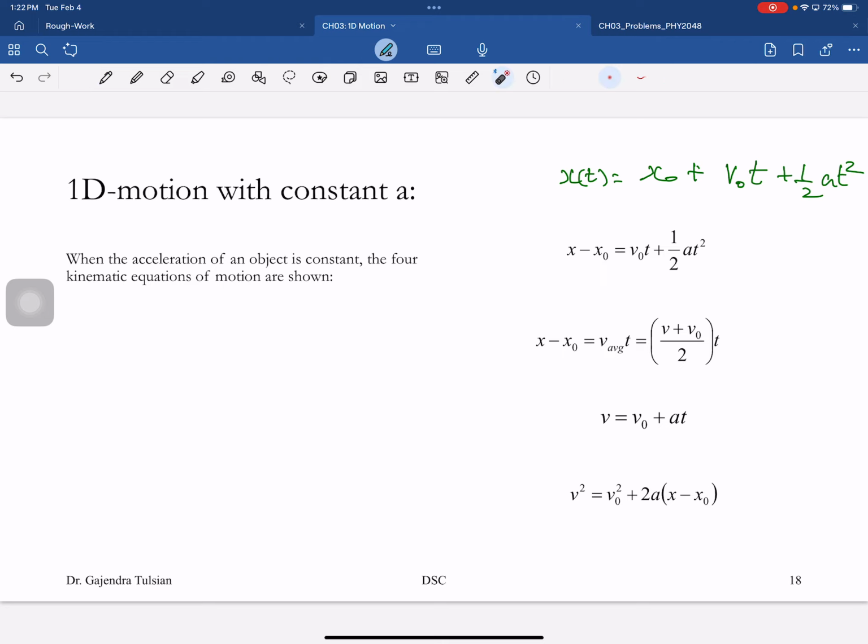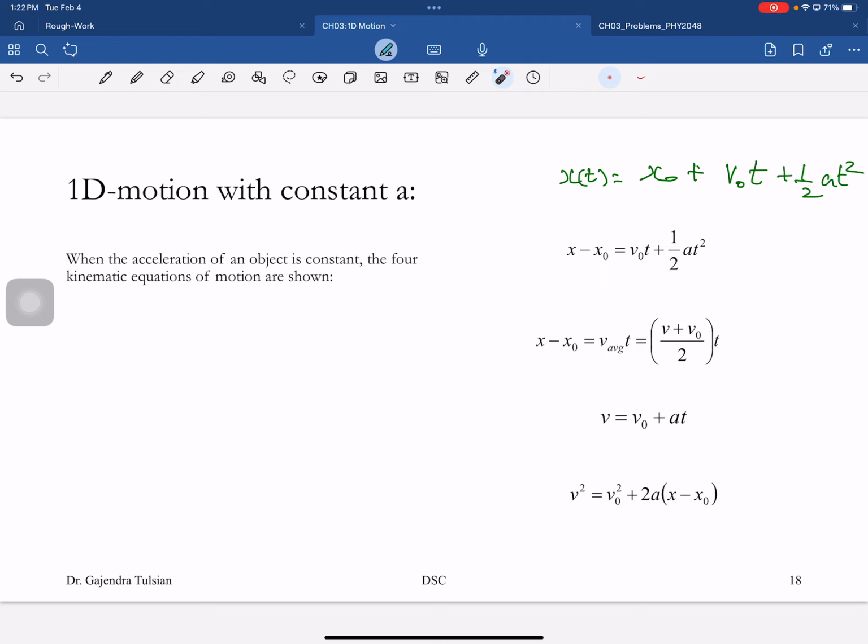This is the position at time t. This is the position of the object at time 0. This is the velocity of the object at time 0, so initial velocity. Times t plus 1/2 a, acceleration, t squared. So this equation gives you the position as a function of time.